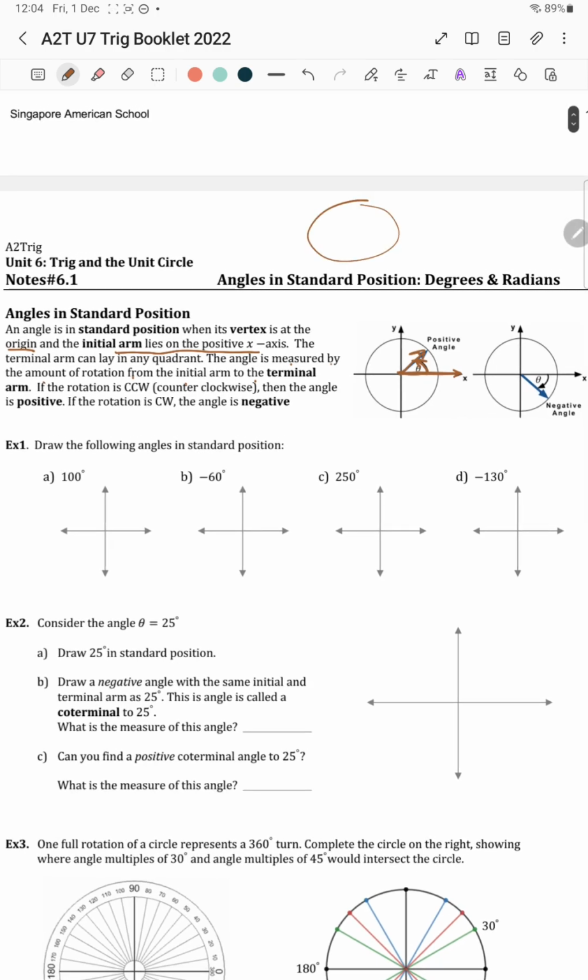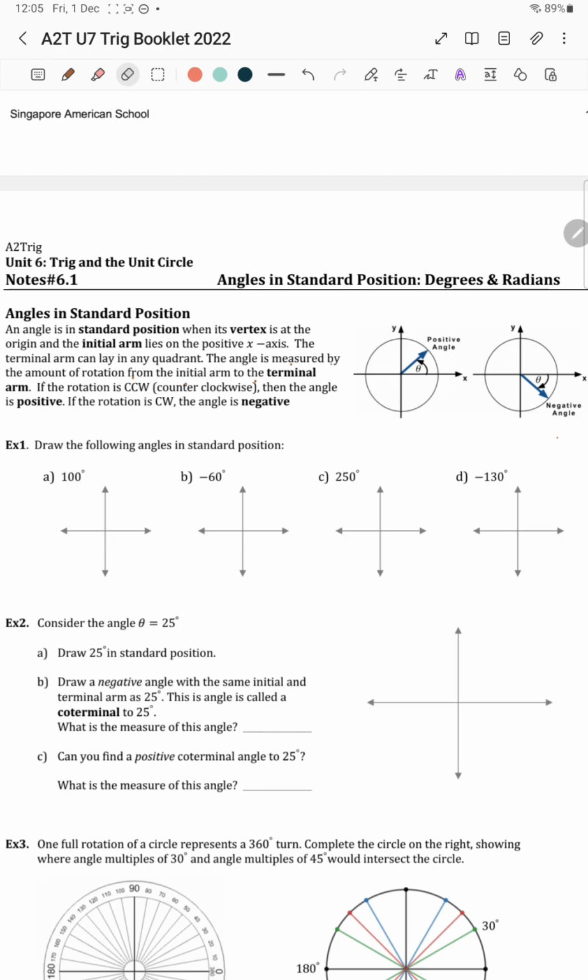Now what is the clock? This is the clock: 12, 1, 2, 3. So if the rotation is like this, it's clockwise. If the rotation is in the opposite way, it's counterclockwise. Counterclockwise represents a positive angle and clockwise represents a negative angle. So if it is going counterclockwise, it's a positive angle. If it's clockwise, it's a negative angle.